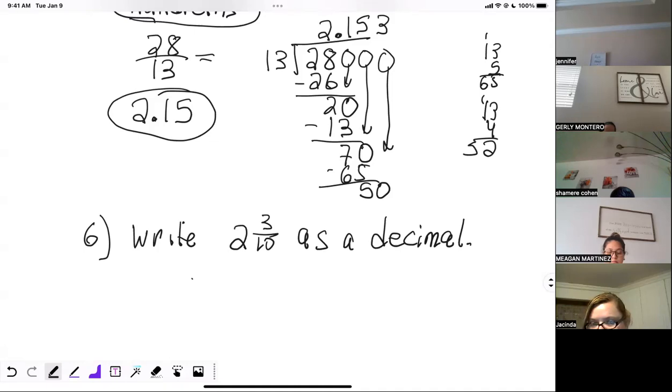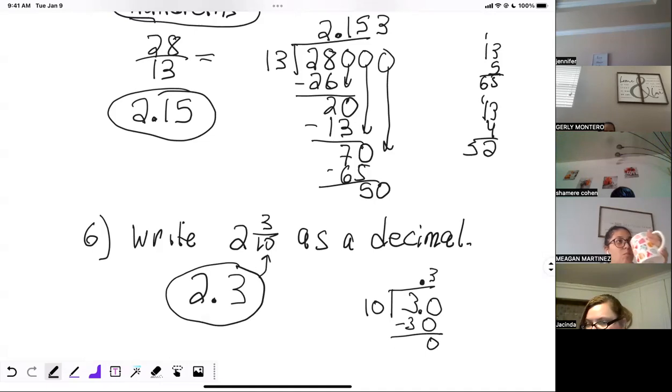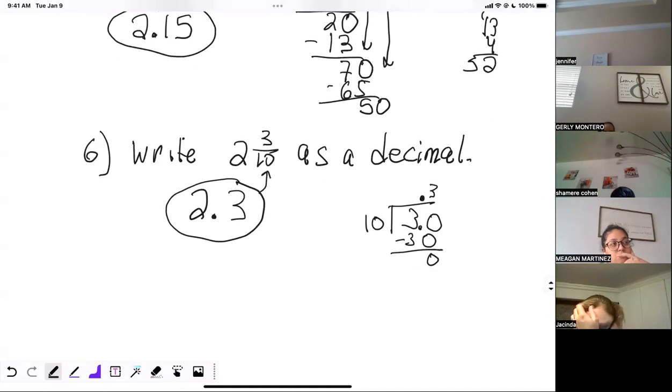Well, the 2 is just 2 point. We don't have to do anything with the 2. We just have to figure out what 3/10 is as a decimal. 3/10, that's just a 3/10, right? So that also means it would be 0.3. But if you don't know that, you're going to do 3 divided by 10. You're going to go, okay, I got to add a 0, which means my decimal is here. How many 10s are in 30? 3, 30, 0. So this is my decimal form of 2 3/10. So the whole number stays, and you're going to divide your fraction to find the decimal of your fraction part.